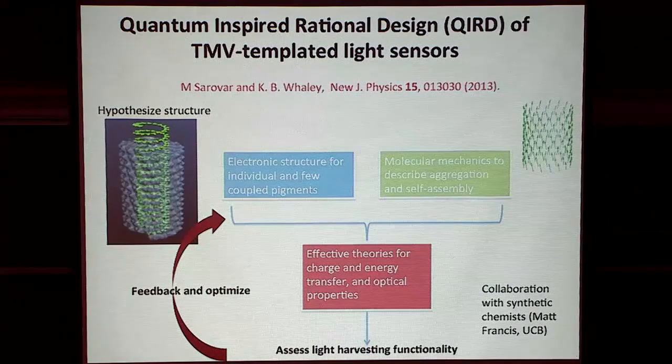Another whole area is making artificial or biomimetic light harvesting systems. This is just one particular example that's going on at Berkeley, where we're collaborating with a synthetic chemist, Matt Francis, who can take a tobacco mosaic virus structure, this gray-blue structure behind here. Normally, in this helical hollow tube going up here, there would be the virus. The virus is not there. But using genetic markers, he can put different chromophores at specific locations, with separations ranging from 3 angstroms to 15 or 20 angstroms. So the idea is to make a theoretical analysis and then design something, assess the light harvesting functionality, feed back, and optimize to make a truly quantum-enhanced biomimetic device.